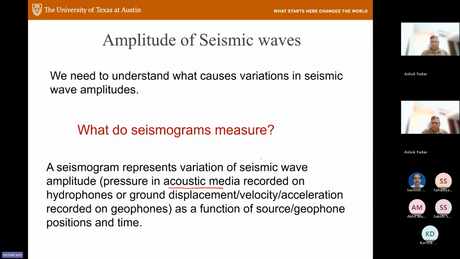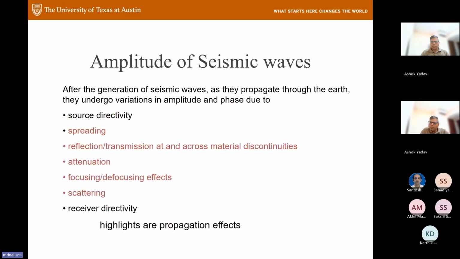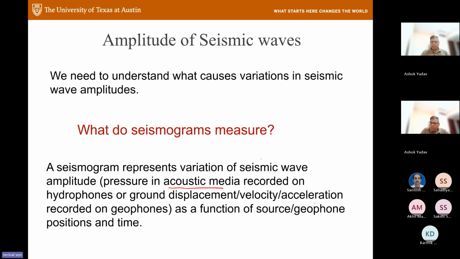So this is important. Oftentimes, we just treat those as wiggles, not knowing what you're actually measuring. And in reality, in seismic exploration, we're not even directly measuring these. We're basically measuring voltage, which is changing as a function of these.